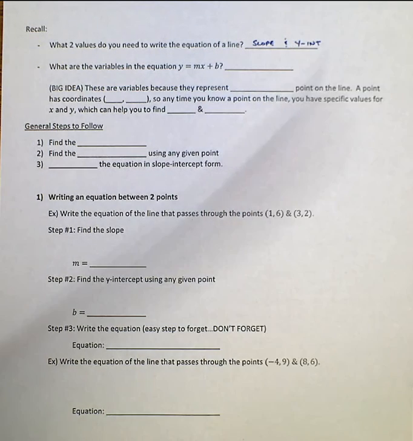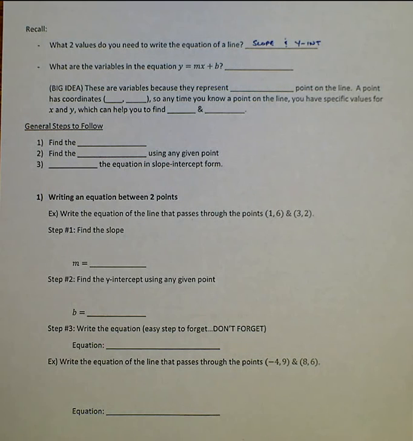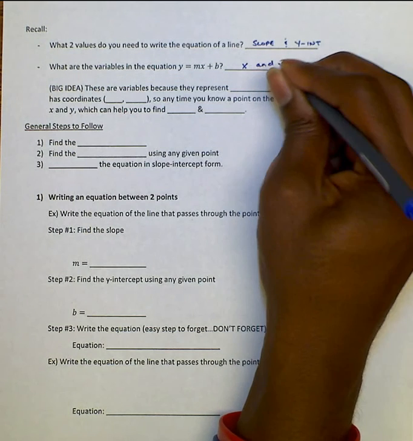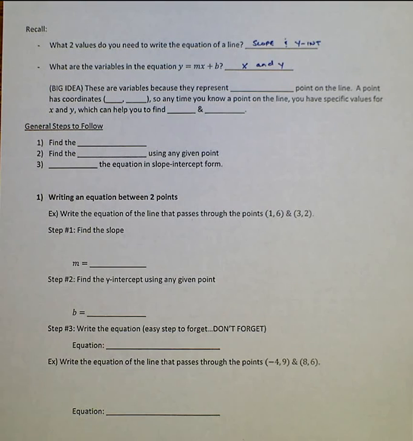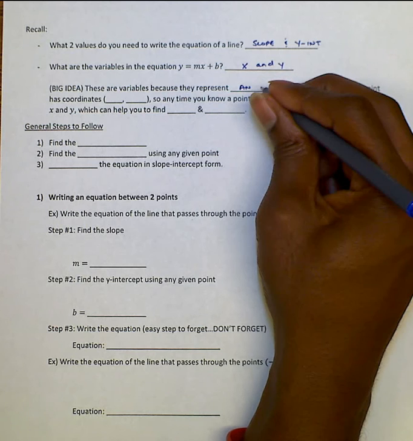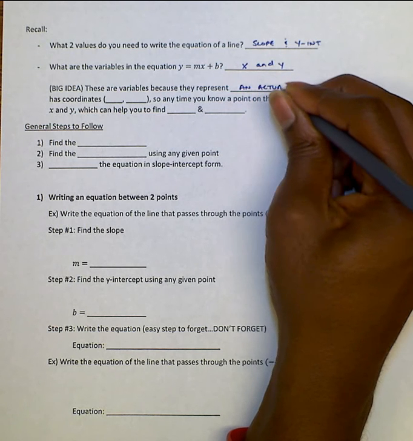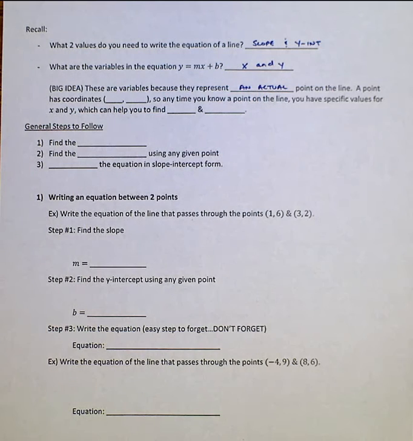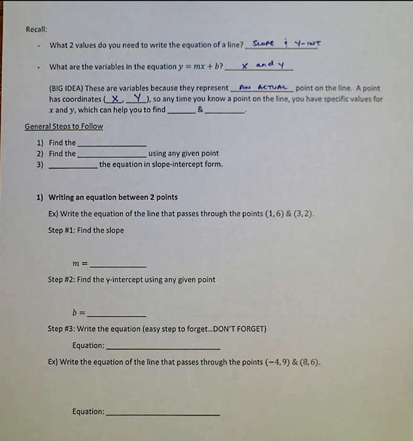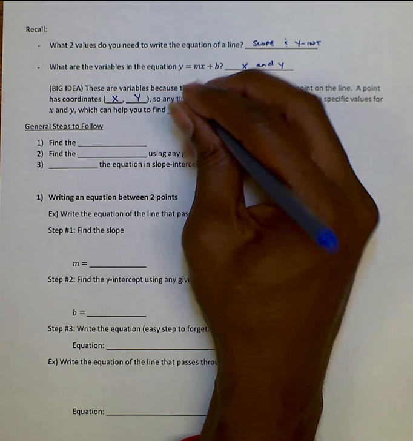The variables in the equation y equals mx plus b are x and y. Now these are variables because they represent an actual point on the line. A point has the coordinates x and y, so anytime you know a point on the line, you have specific values for x and y, which can help you find the slope and the y-intercept.